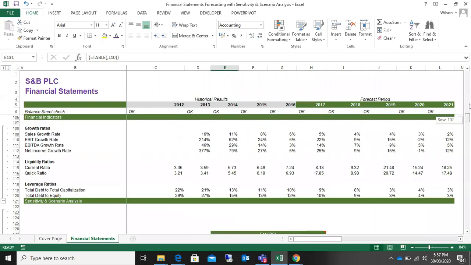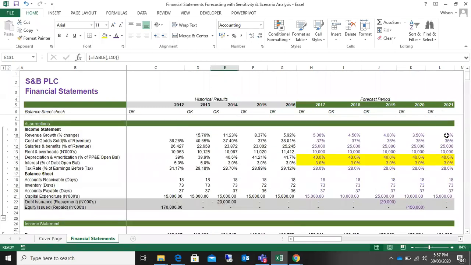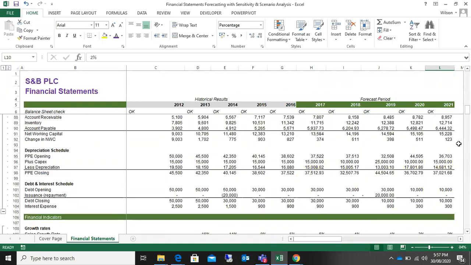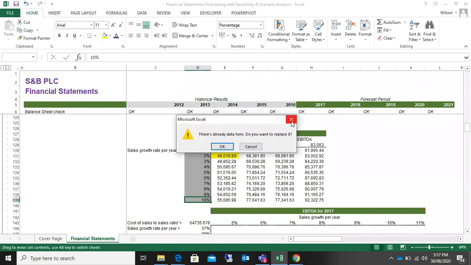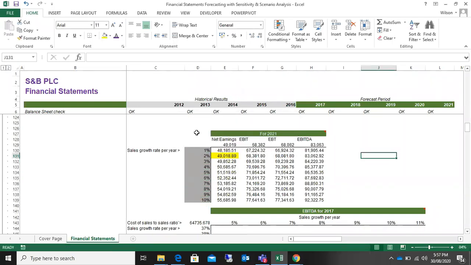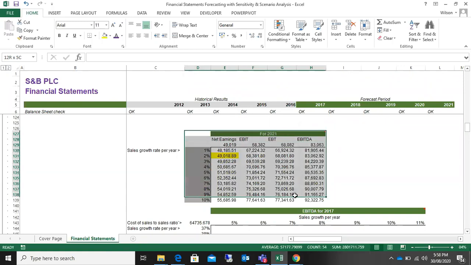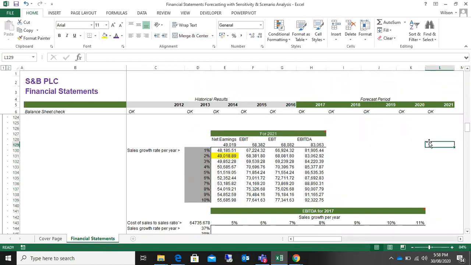instead of you coming here to change your assumptions, picking one, pick two, pick three, trying everything like that, you are just preparing a table. This entire table will give you a holistic picture of what the different performance metrics will result to if you have this range of growth rates. Is that understood? All right.